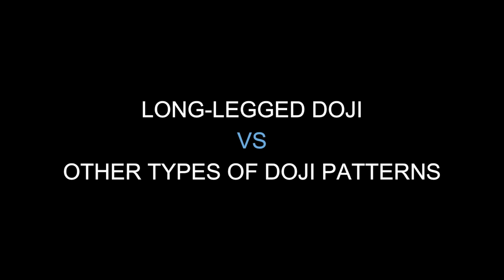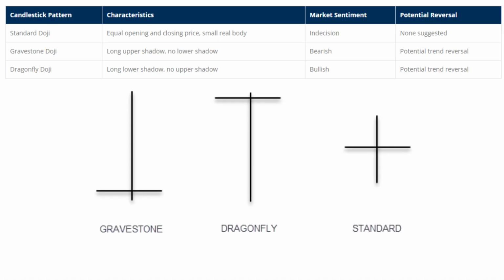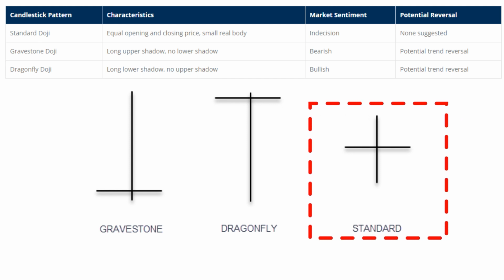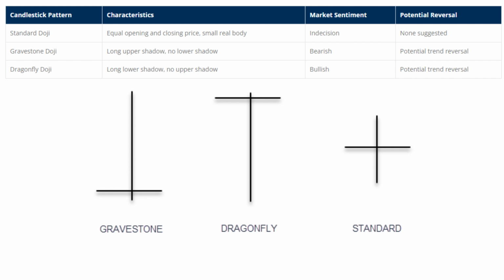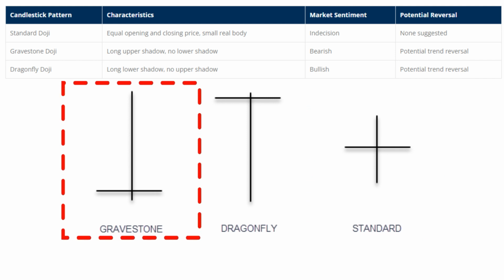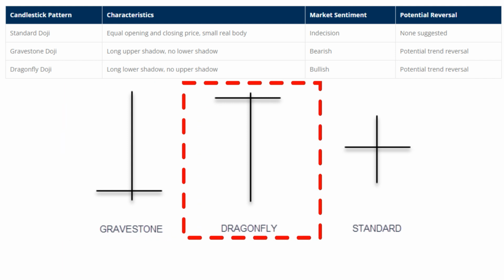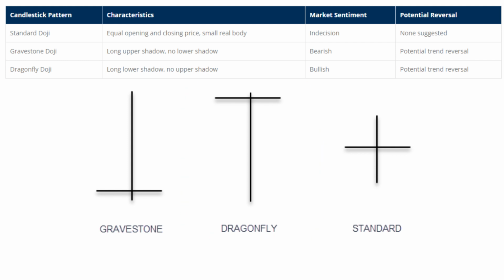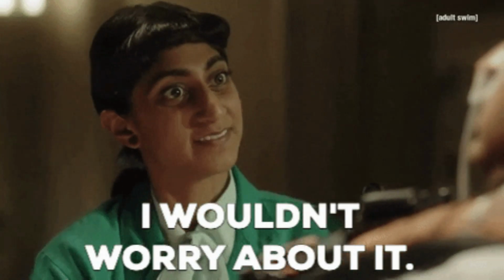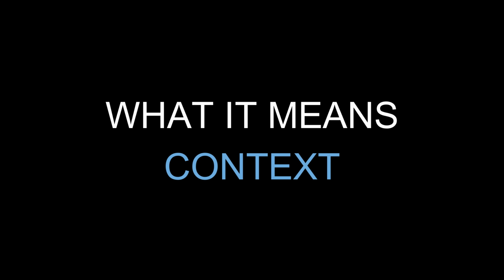So what about this long-legged doji compared to other dojis? Because this is just one of many other ones that are available to trade. So here are some for you. A standard doji: equal opening and closing prices, small real body, looking at indecision. A gravestone doji: long upper shadow, no lower shadow. This is bearish. Dragonfly doji: long lower shadow, no upper shadow. That's bullish. Now listen, don't get too hung up on the names or too specific with the criteria, because like with anything, chart patterns, individual candlesticks, if you understand why they form and what it means in the context of the current trend, that is more important.